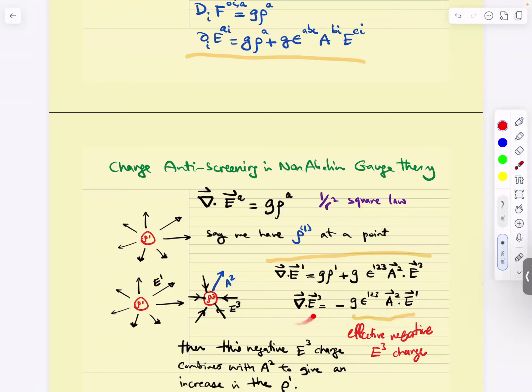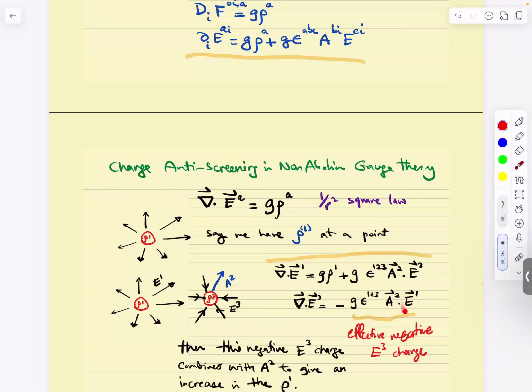And the divergence of E3 depends on the rho 3 charge and something that depends on E1. Now, what we're going to do is put only the rho 1 charge and no rho 3 charge. When we put rho 1 charge, that will create an E1 field around it. So here's what the E1 field is.